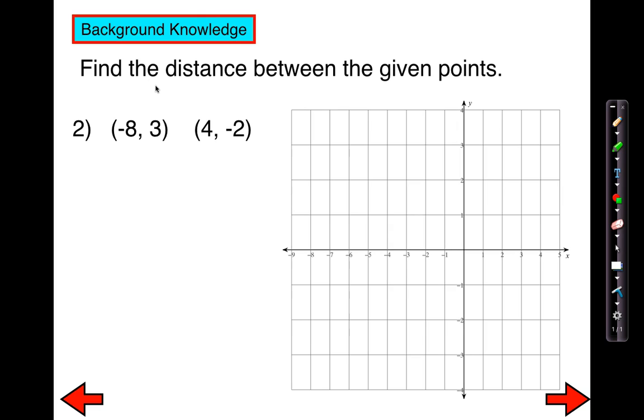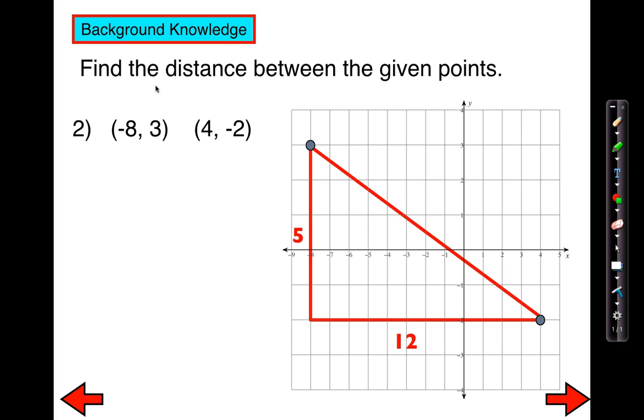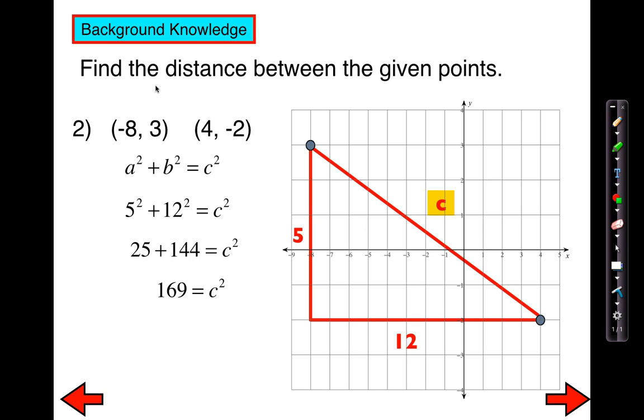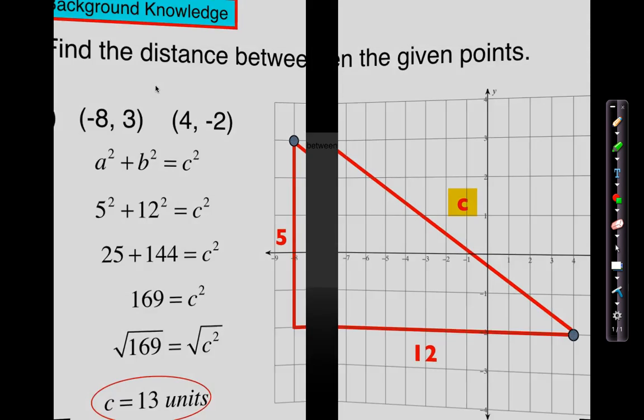First, going over some background knowledge. From our previous lesson, we went ahead and graphed 2 points, drew in our line, and created a right triangle. And from there, we were able to apply the Pythagorean theorem and find the distance between the 2 points, which essentially was the hypotenuse. So that is going to come into play today with the distance formula.